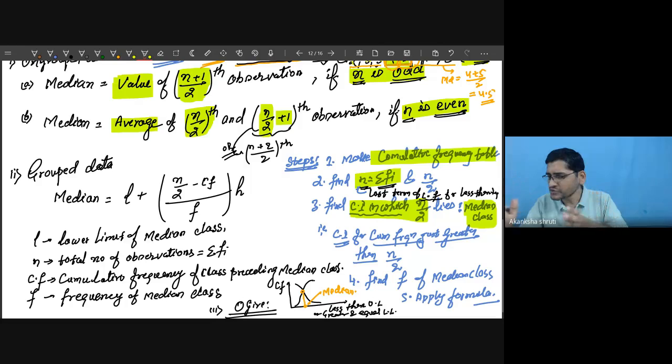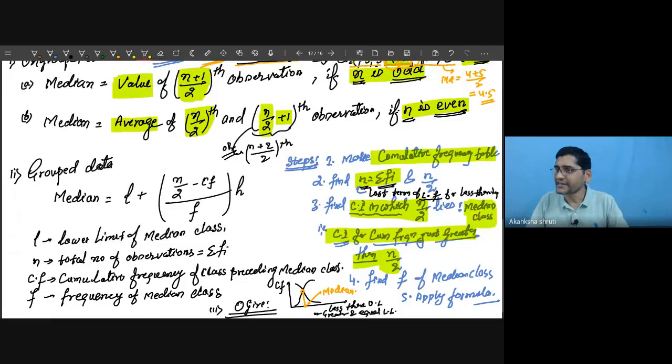you have to just observe the frequency or cumulative frequency just greater than n by 2. Their class interval will give you the median class. So it is also given as, median class is also given as the class interval for the frequency just greater than n by 2. Mean the same thing. After finding this median class, you have to observe the frequency of that median class. That's all. And class interval is already known, or the length of class is known.